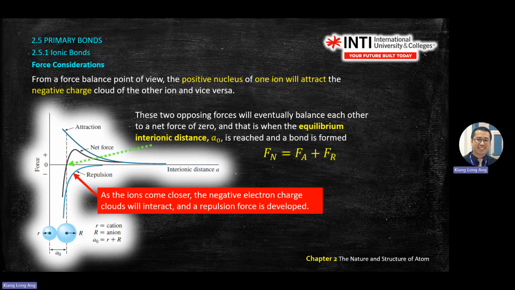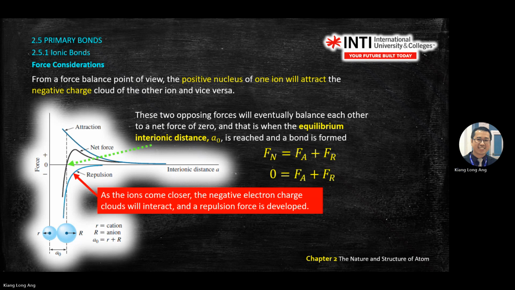From here, we introduce a very basic equation: F net, the net force, equals the Coulomb force plus the attractive force plus the repulsive force. So this is the first equation to calculate the force between the two ions to form the ionic bonding. This equation is for ionic bonding.